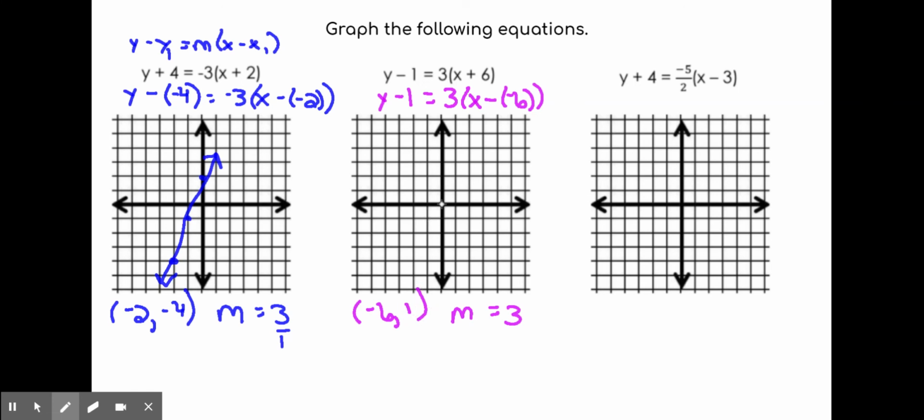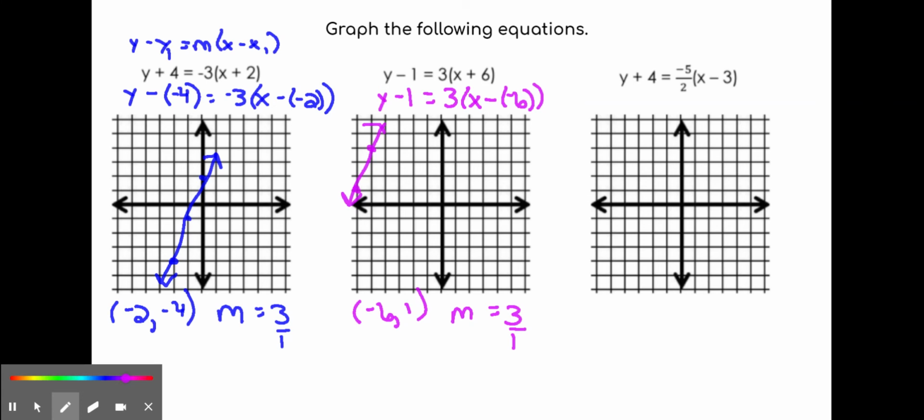So I need to plot the point -6, 1, 2, 3, 4, 5, 6. Whoops, not right there. -6, positive 1. So -6, positive 1, and then I need to do my slope of 3 over 1. So I'm going to go up 3 and over 1, and I don't have room to do any more. So I'm just going to draw my line through those 2 points, and I just graphed that line. Okay?